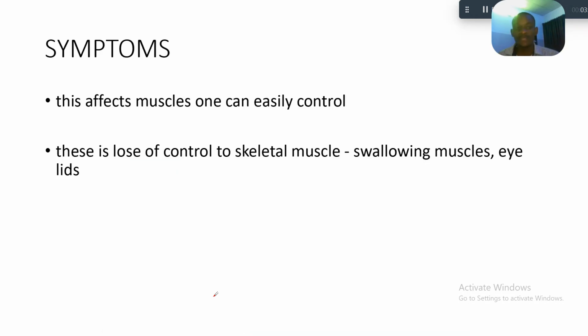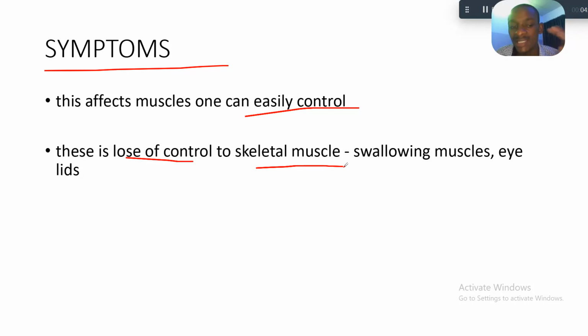Now let's proceed, guys. What are the symptoms of myasthenia gravis as we have here? That picture just contains extra stuff for you. First of all, this affects muscles that you can easily control, maybe your eyelids and your muscles of swallowing. You can't control your eyelids, so your eyes will be half closed. You can't swallow. And there is a loss of control of skeletal muscle.